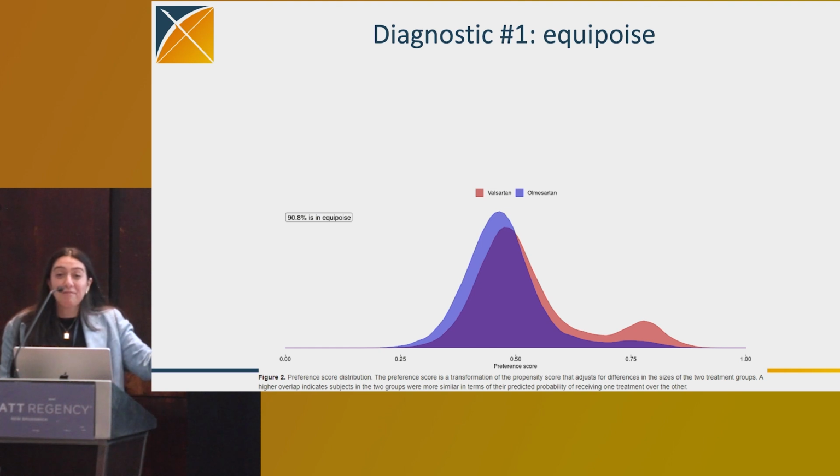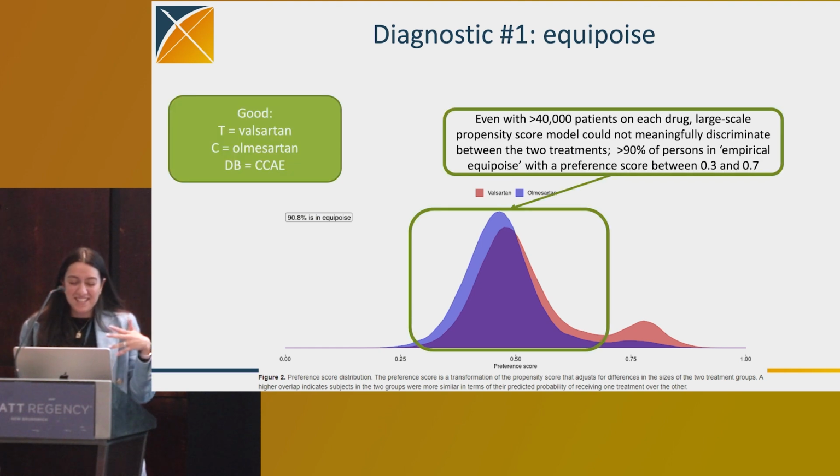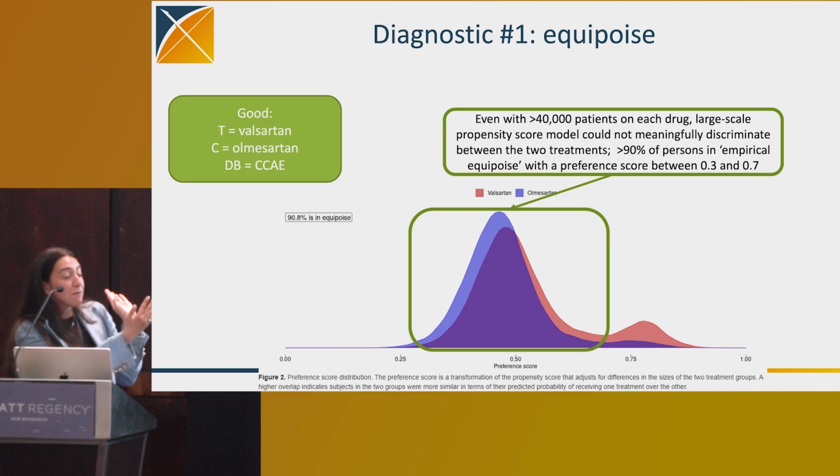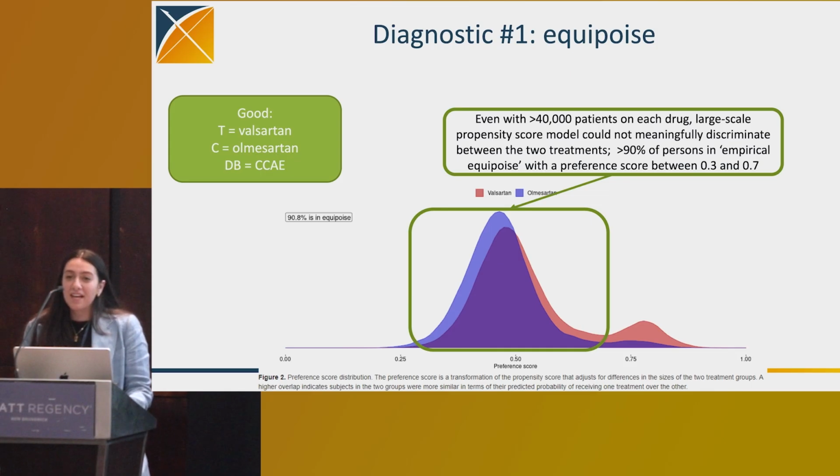So what do we think about this one? Does this pass our diagnostic? Yeah, that looks great. It means that even though we have so many patients in our data set, we can see that the majority of both of these cohorts fall between 0.3 and 0.7, meaning that based on the covariates alone, we can't perfectly discriminate between which patients are going to receive which drug. So that's a good sign for us.